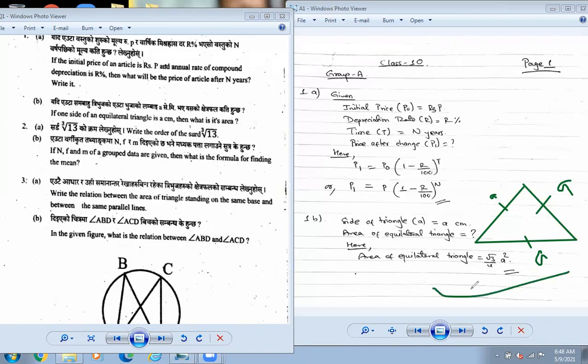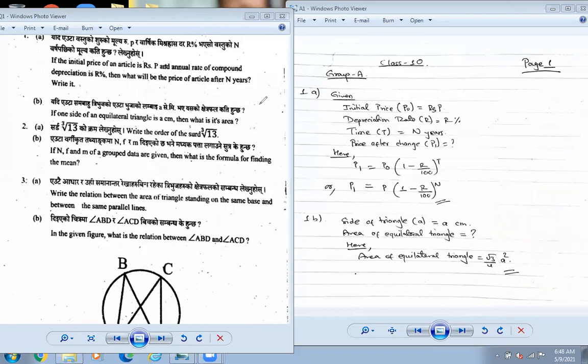So that is 1 mark again. In this way we need to solve it. Also draw a triangle on the side, with dashes marking each side as a. In this way we need to solve number 1B also.